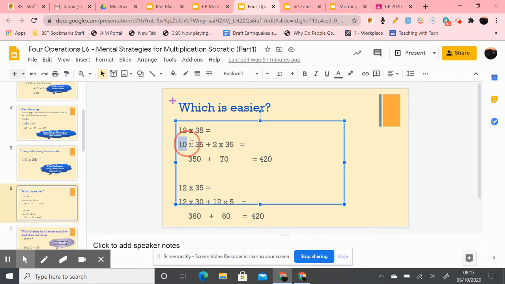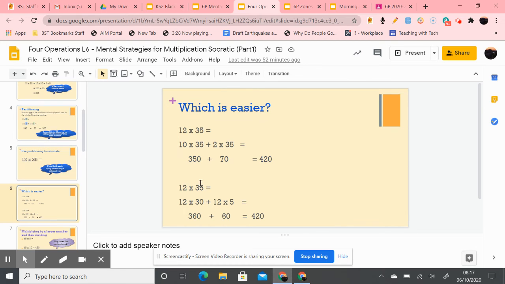Now, that means 10 times 35, because I partitioned that here, is 350. That's quite simple because I just have to make the 35 10 times bigger. 2 times 35, I'm simply doubling that. So what's double 35? 70. Then I have 350 plus 70, which equals 420.